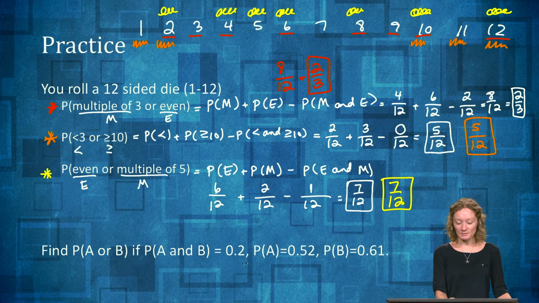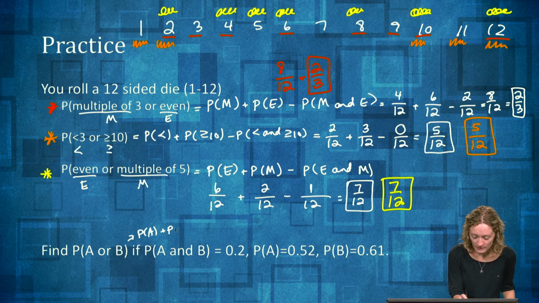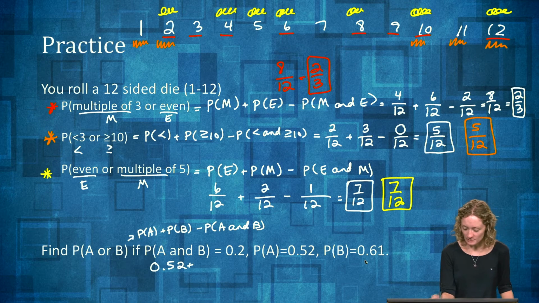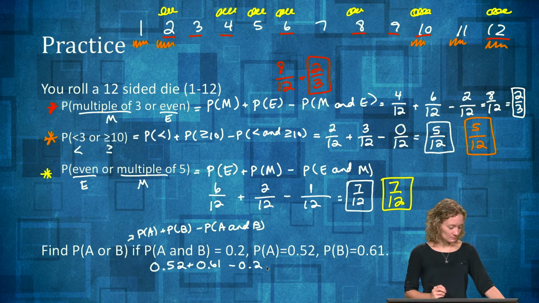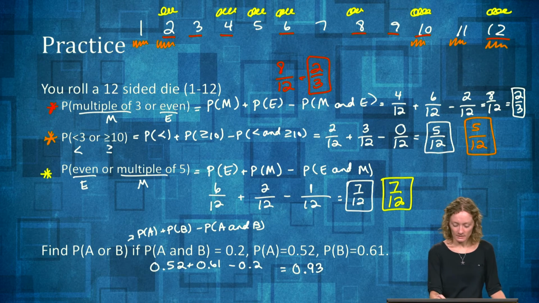Okay, and then the second problem, find the probability of A or B if probability of A and B is 0.2, probability of A is 0.52, and probability of B is 0.61. This one's straight formula. There's really not another option unless you want to draw Venn diagrams, but I don't think it's worth it. We know the formula is probability of A plus probability of B minus probability of A and B. So probability of A is 0.52 plus probability of B 0.61 minus A and B 0.2. You can do that in the calculator. We get 0.93.